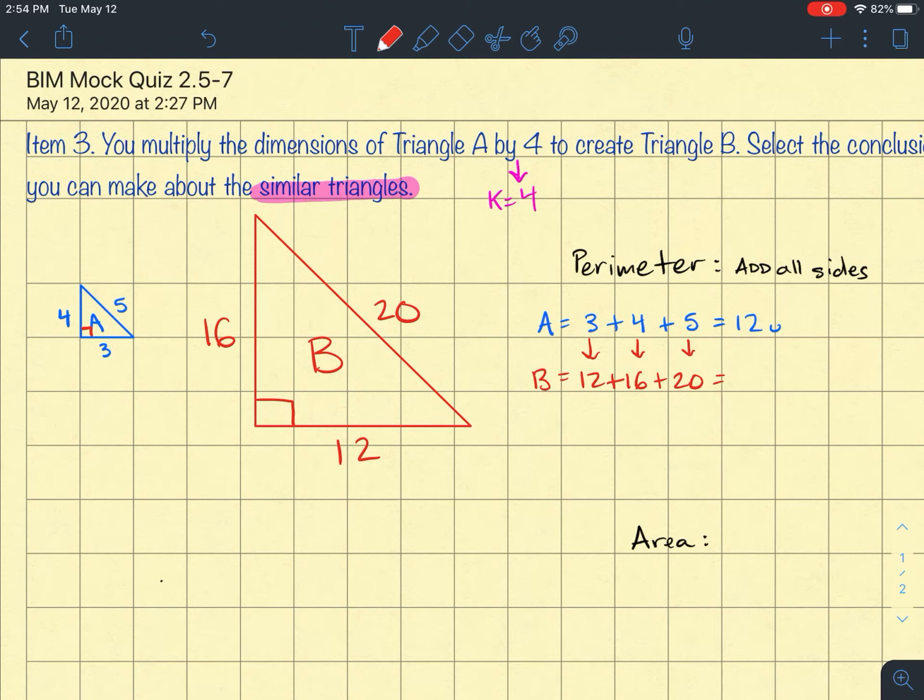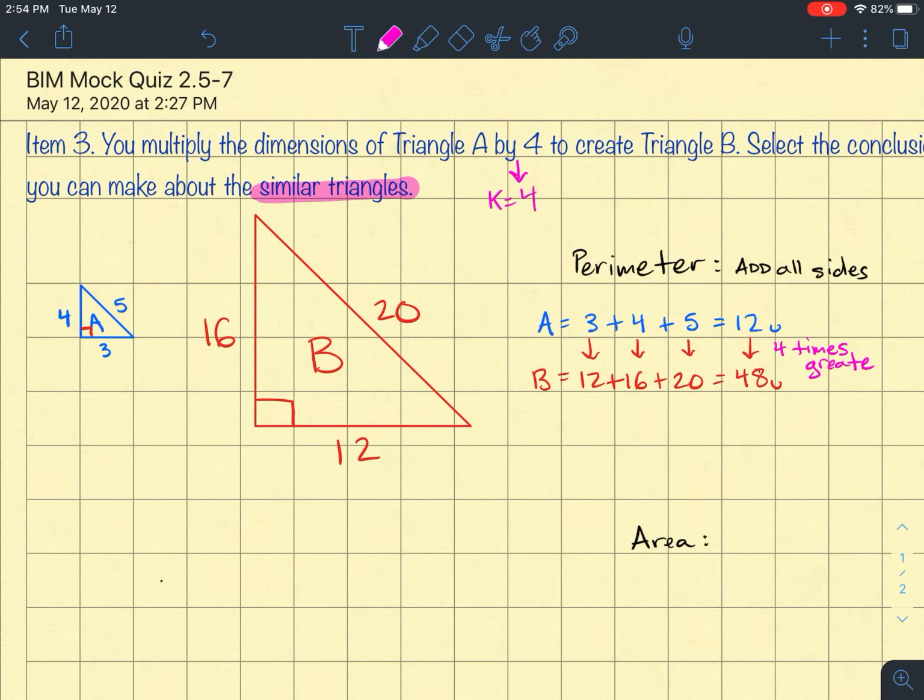And we can see that when we add those units together, what do we get? We get 48 units. So notice what happens here with the perimeters. It's also 4 times greater, right?